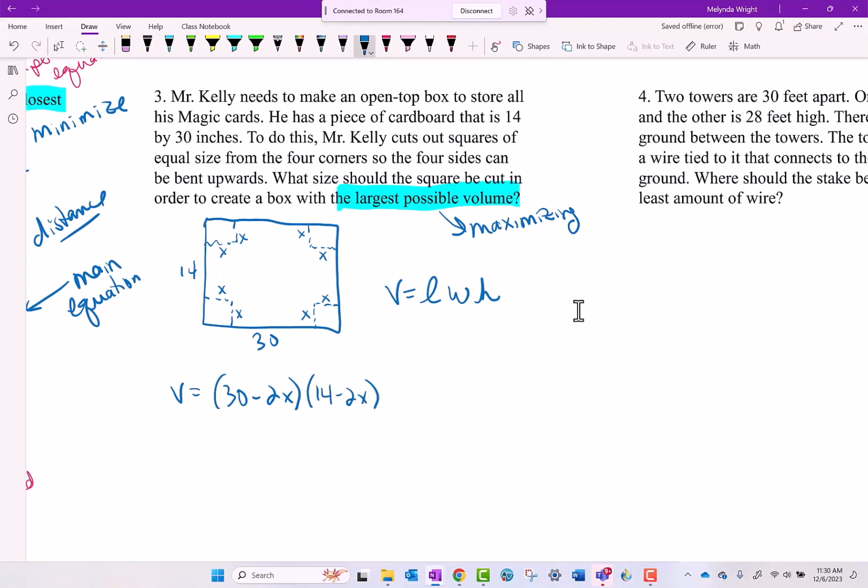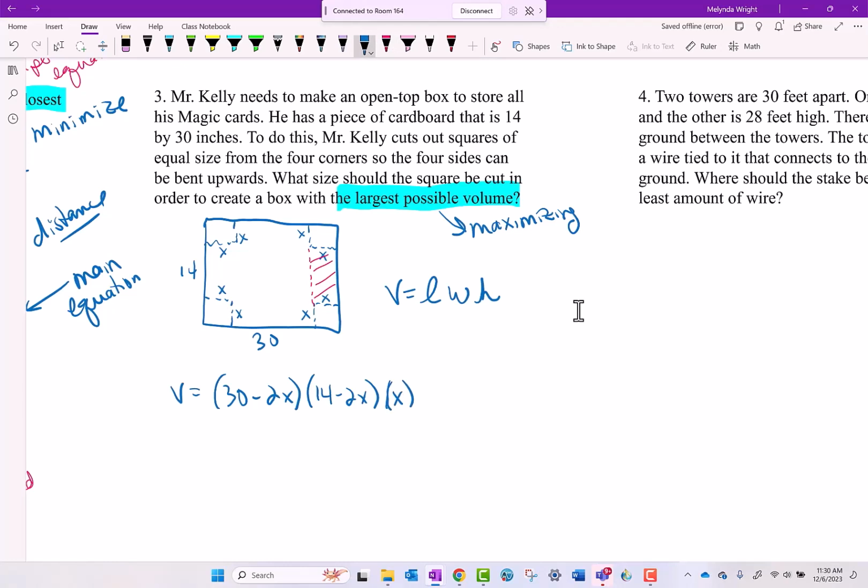Okay. My height, if you can visualize this, when these corners are cut out, this box is going to be folded. I'll just make a little fold right here. This piece right here would be folded up. And so on this figure, what variable would we use to represent height? x. We would use x to represent height. And that's the equation that we're going to maximize.